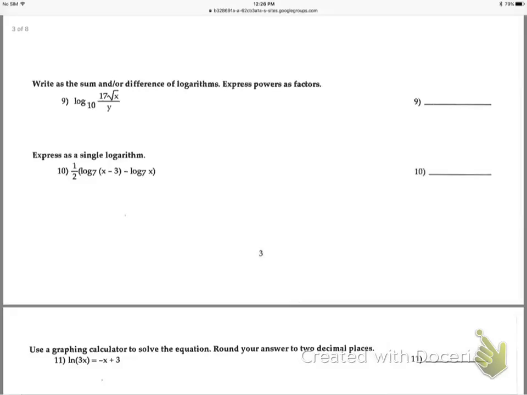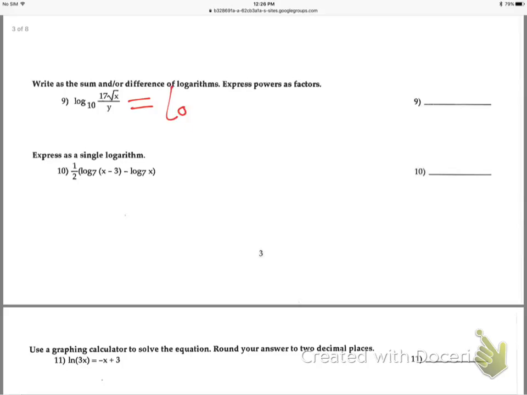Okay, so number 9. Log base 10 of 17 root x over y. Write as a sum or difference of logs. So do you see what they want me to do? They want me to take that one log and make it into several logs. So how do I do it? How do you take that one log and make it lots of logs?